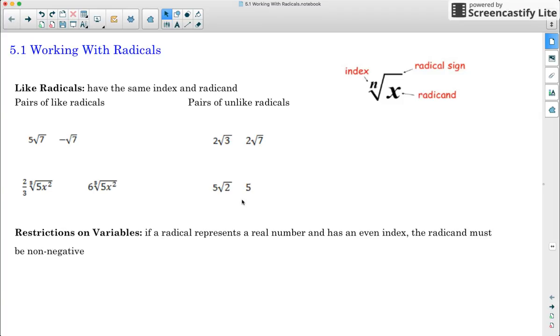That's important when we go to add and subtract radicals. They have to be like radicals, or you cannot add and subtract them. Restrictions on variables is something that we also have to be aware of. If it has a positive even index, then the radicand cannot be negative. So in this case, our x would have to be greater than or equal to 4. In this case over here, we have a cubed root. There are no restrictions for that.